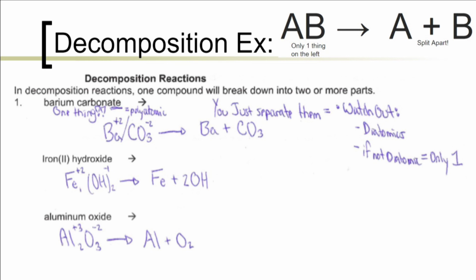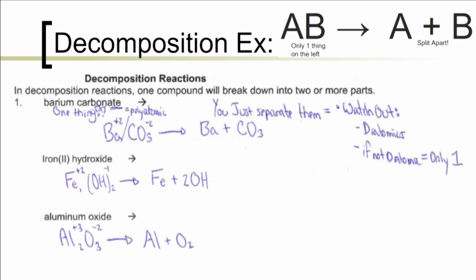The aluminum oxide, we have aluminum oxide. I have to do that charge balance. Remember to do that charge balance at the beginning if they don't give you the left-hand side. +3 for the aluminum, -2 for the oxygen, and then you just split them apart. Al plus O2.